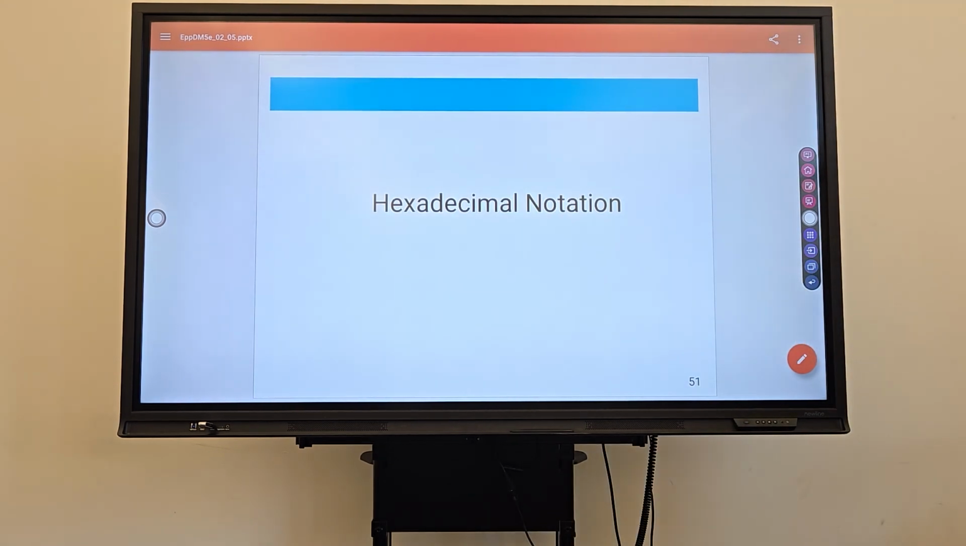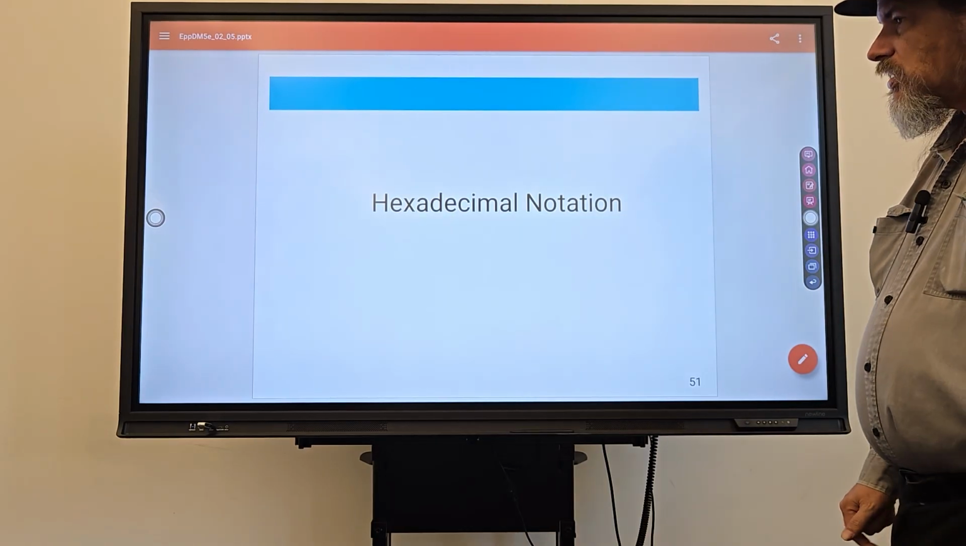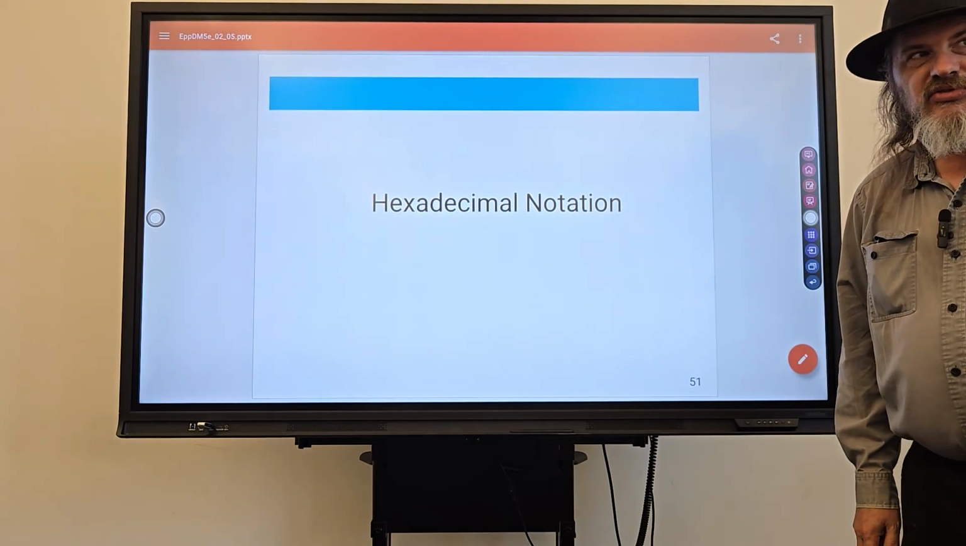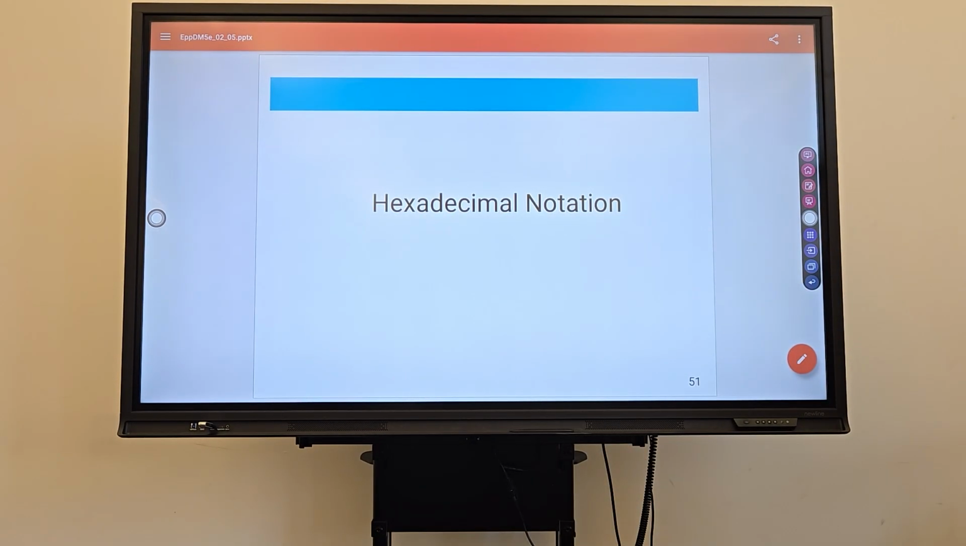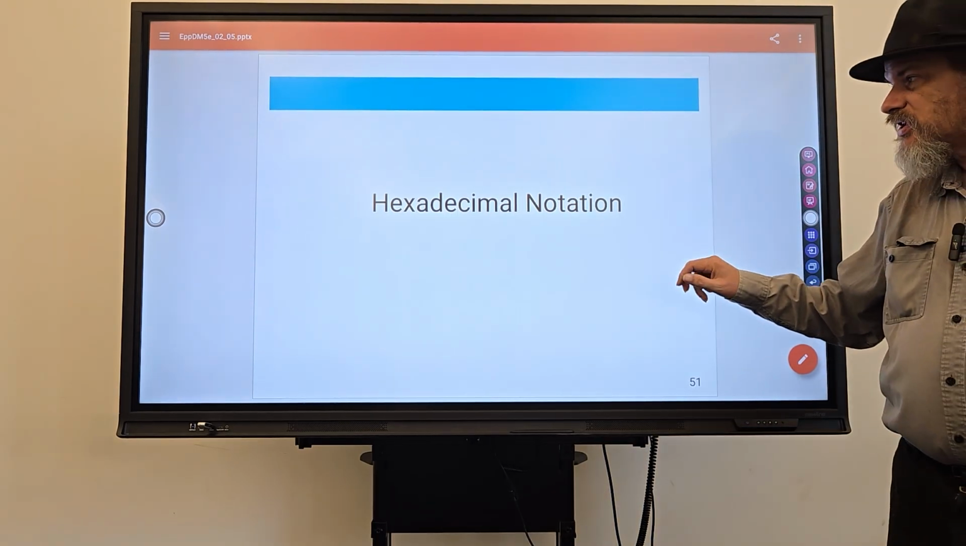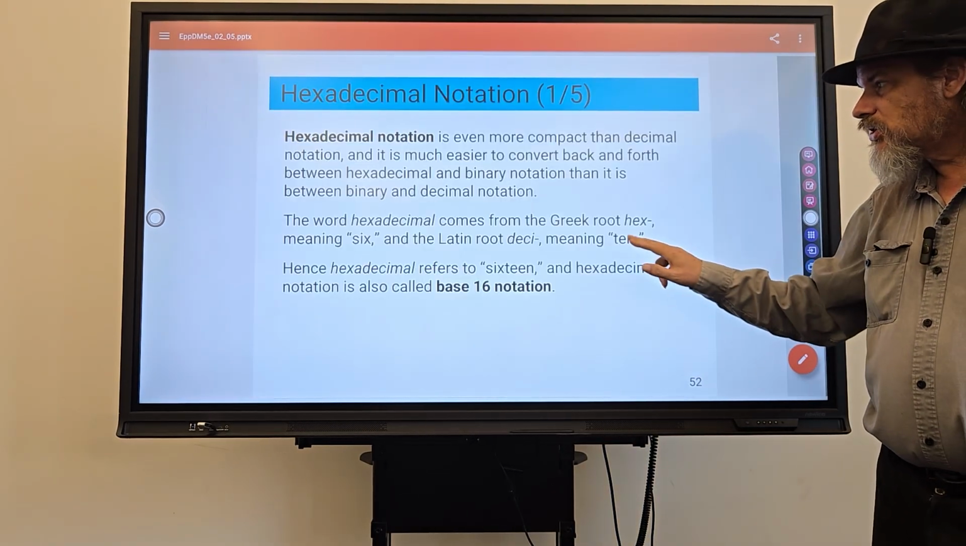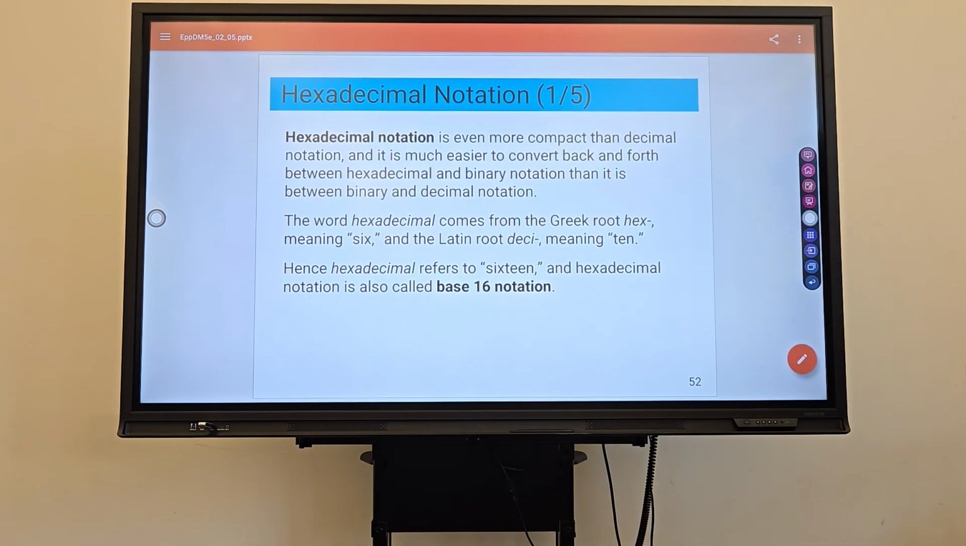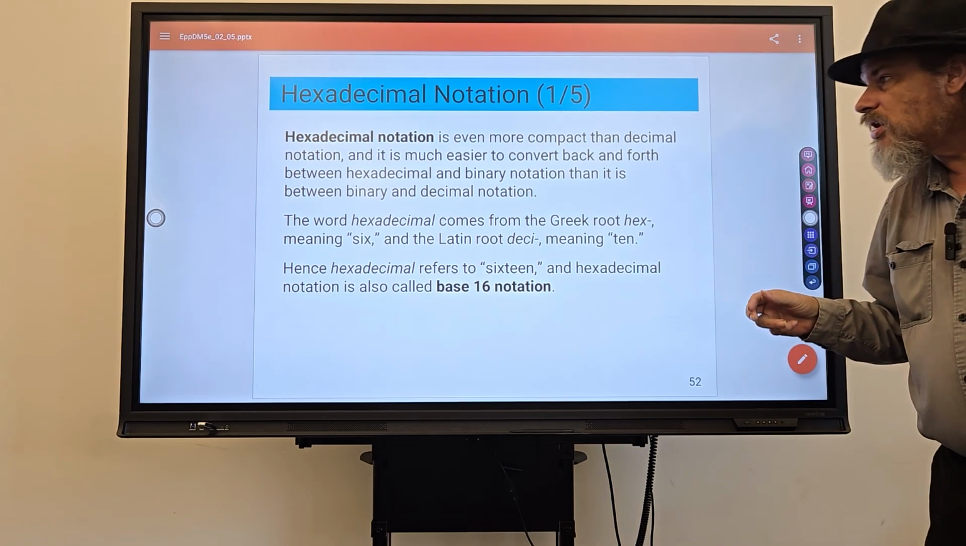Now, hexadecimal notation. As was stated earlier, computers often use 64 or 32-bit representations of numbers internally. 64 bits is, well, 64 numbers. That's quite a bit. We use hexadecimal as a shorthand because it's more compact than decimal notation, and it's easier to convert back and forth between hexadecimal and binary.